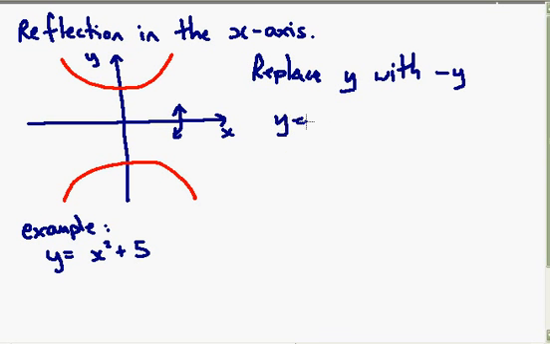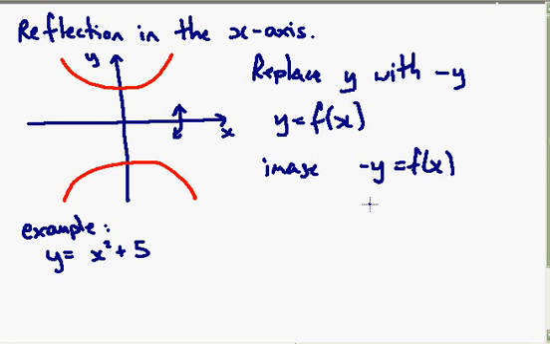So if you had y is equal to f of x, y is a function of x, that's what you're given, then the reflection, the image, would be minus y is equal to f of x. So I've replaced y with minus y. So now you can either think of it as dividing or multiplying by minus 1, or switching them around. You could write that as y is equal to minus f of x.